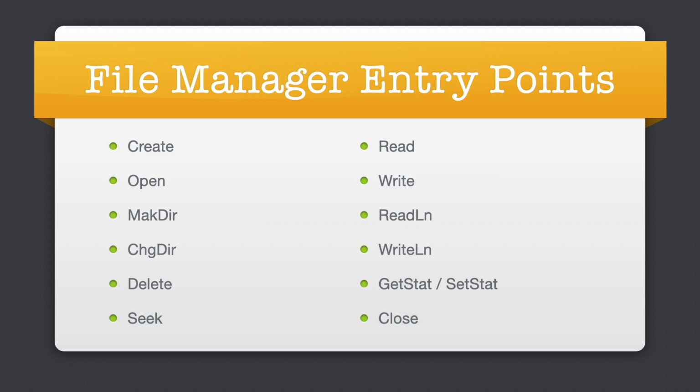IOMan expects file managers to implement 13 specific entry points related to file input and output. Files can be created, opened, deleted, seeked into, read and written from, and closed. Read line and write line entry points handle reading and writing data up to a line ending character such as the carriage return. And since files can be directories, there are 2 entry points for creating and changing into a directory. Finally, the get status and set status entry points are hooks that allow for additional functionality through status codes.